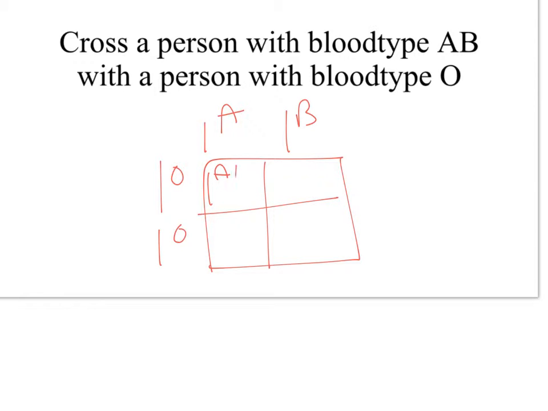So the A would be written before the O. And you've got to write the I because that represents the protein. IB, IO, IA, IO, IB, IO.